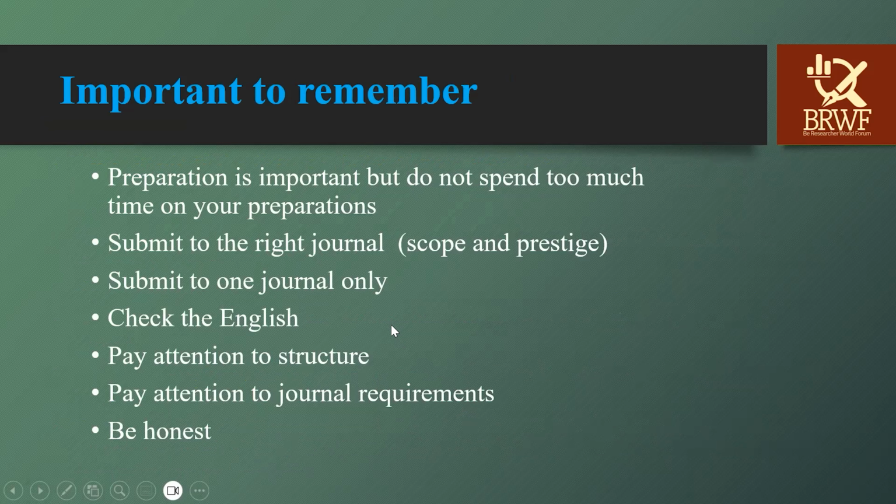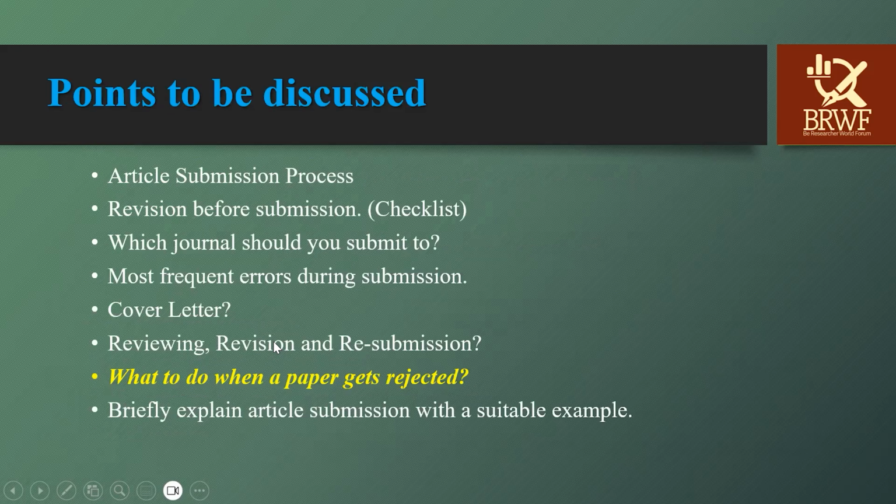Important to remember, there are some bullet points. Preparation is important, but do not spend too much time on your preparations. Submit to the right journal based on aim, scope, and prestige. Submit to one journal only at a time. Check the English. The English language should not be poor. Pay attention to structure. Pay attention to journal requirements. Be honest. It's most important.